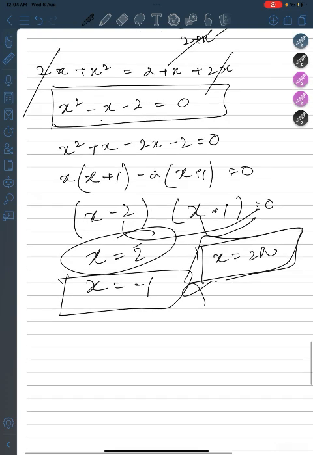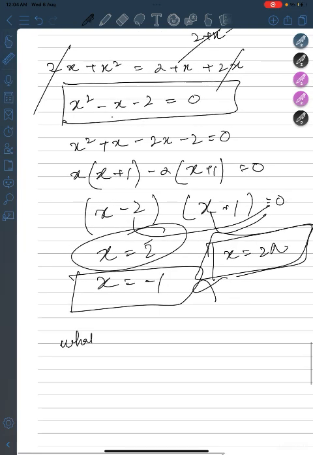Now I drop a challenge for you people: what if this R1 and R2 both were 1 ohm? Answer me in my comment section.